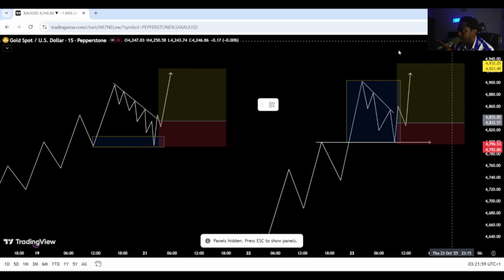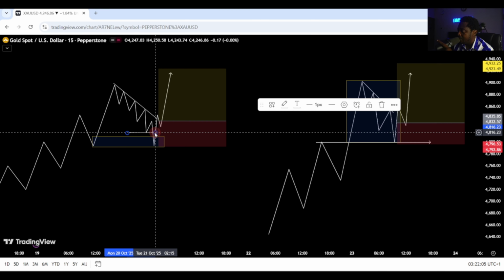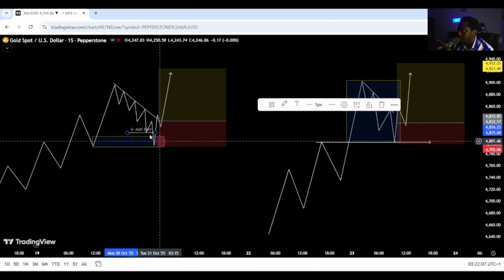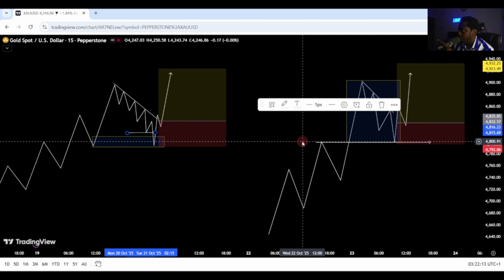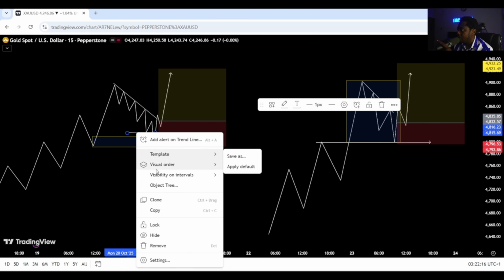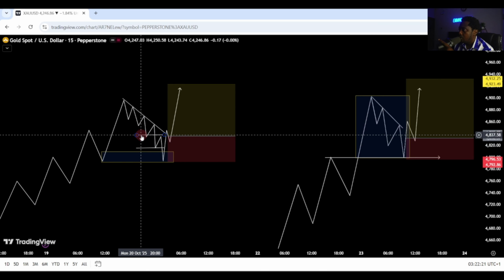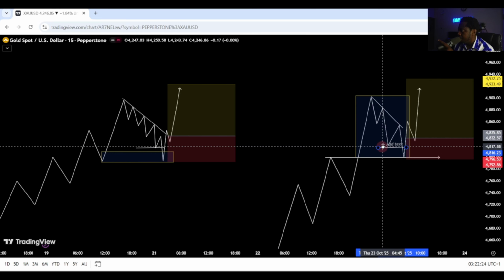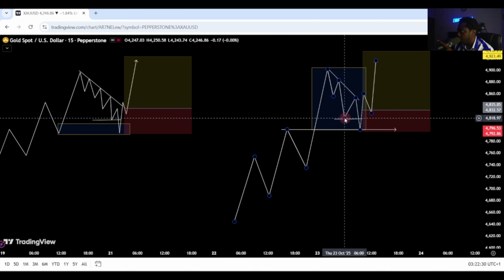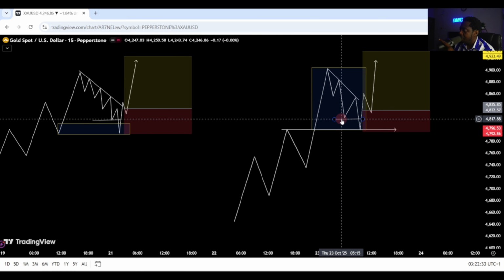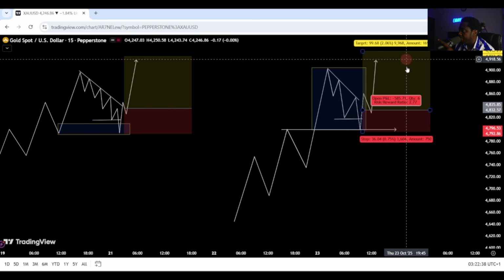Let me show you something. So this low here is like a liquidity grab inside the POI, shift of structure, continuation. Same thing with here. Now, what made this POI valid here? Presence of liquidity here. Price grabbed liquidity, POI, shift of structure, continuation. It is as simple as that.